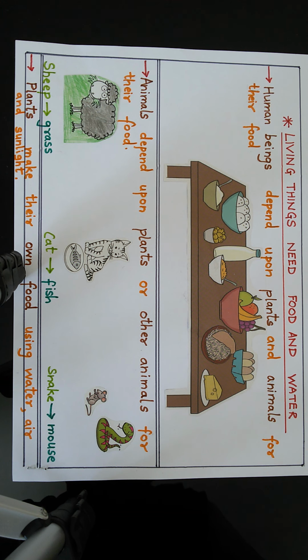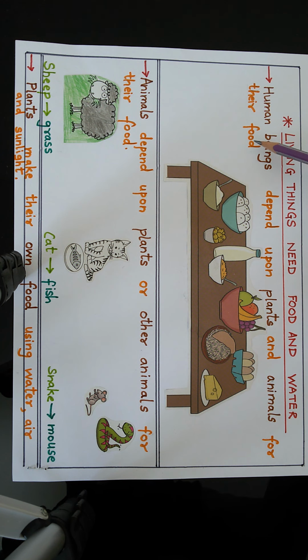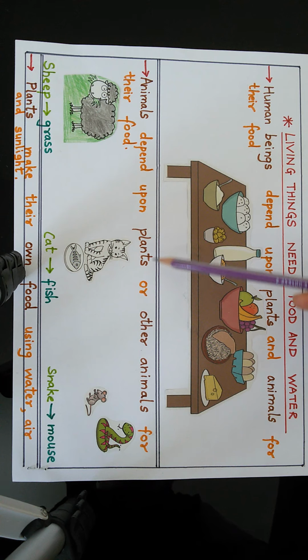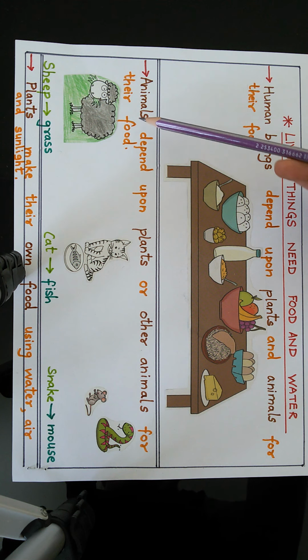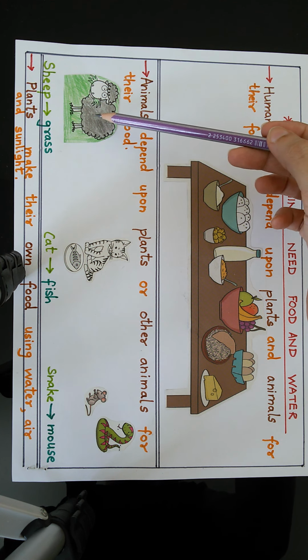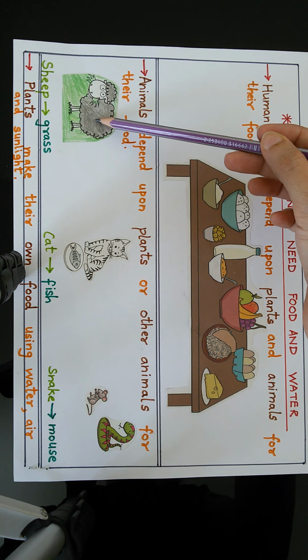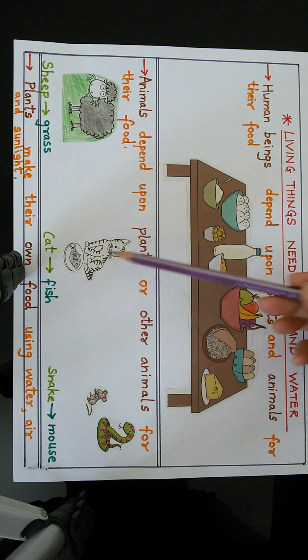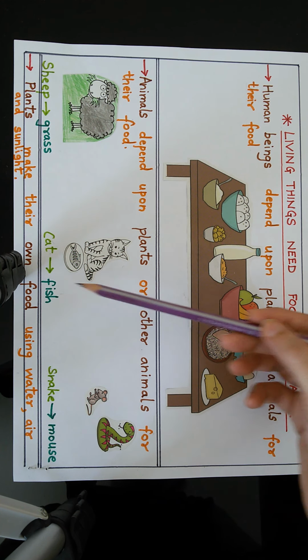Now we come to the next characteristic. Living things need food and water. Human beings depend upon plants and animals for their food. The food which human beings eat comes from plants and some animals. Animals depend upon plants or other animals for their food. For example, sheep depend on plants for their food. The sheep eats grass. Cat eats fish.